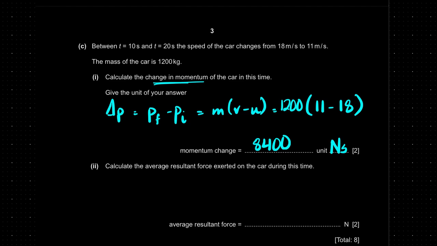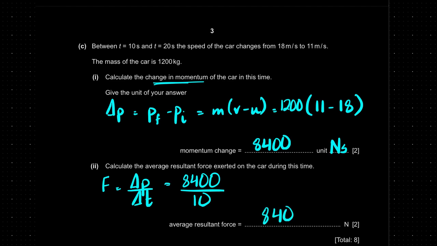Calculate the average resultant force exerted on the car during this time. So you just found out the change in momentum. For the resultant force, you can use the very definition of force, delta P over delta T. So 8400 is delta P, time is 10 seconds, from 10 to 20. So this would turn out to be 840 newtons.